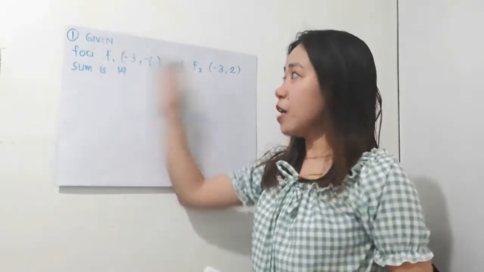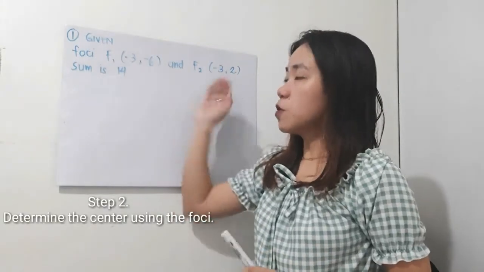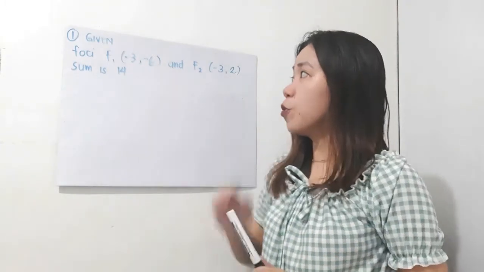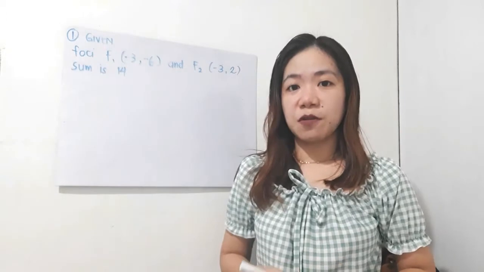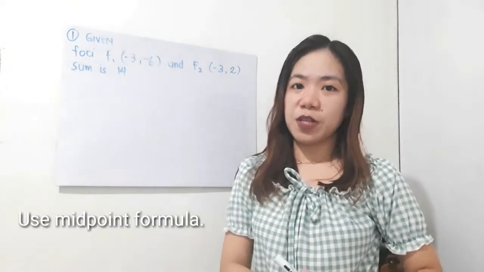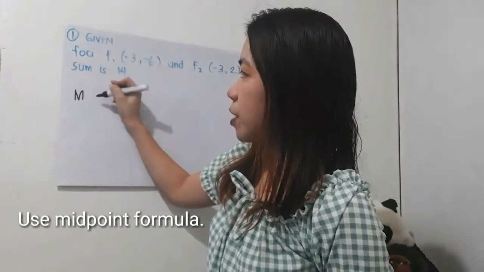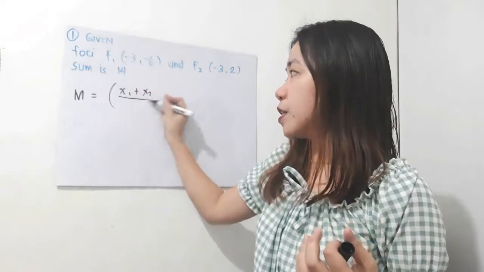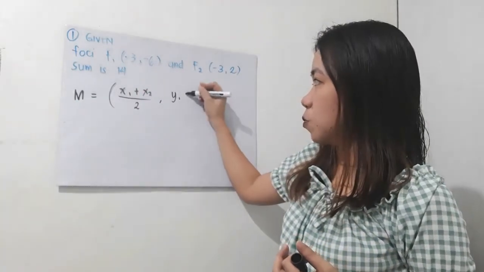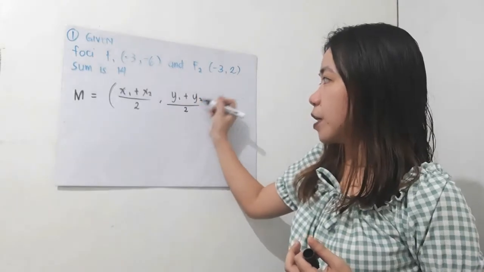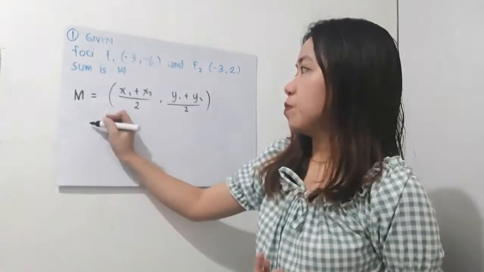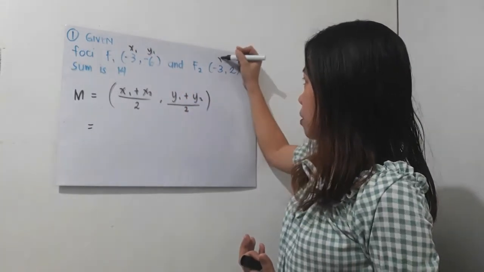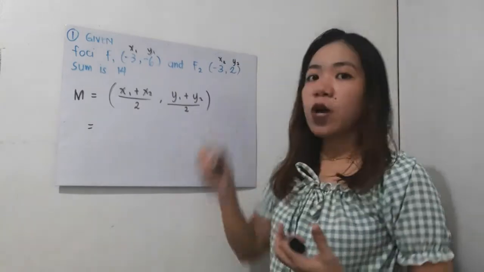Okay, so we have to make use of the foci, F sub 1 and F sub 2, for us to find the center. Remember that the midpoint of these 2 points is also the center of the ellipse. So let's use the midpoint formula. If you still remember, the midpoint formula is M, then we have (x sub 1 plus x sub 2) divided by 2, and (y sub 1 plus y sub 2) divided by 2. Then substitute. We can assign this as x sub 1 and y sub 1, the other ordered pair as x sub 2 and y sub 2.